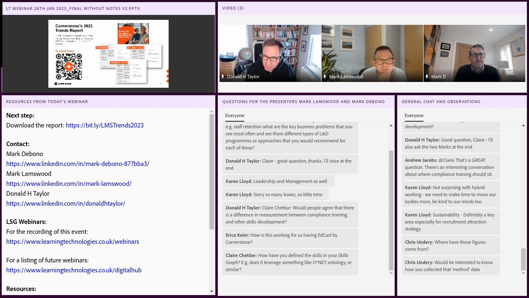Lots of stuff here. I'd like to just quickly ask about the data that you've got around occupations and skills. Claire asked the question: how have you defined the skills in your skills graph? I mean, it's a huge question. Does it use something like the existing O*NET ontology, O*NET being the US dictionary, if you like, or taxonomy of jobs and skills associated with them? So where does the information come from for the skills graph, Mark?